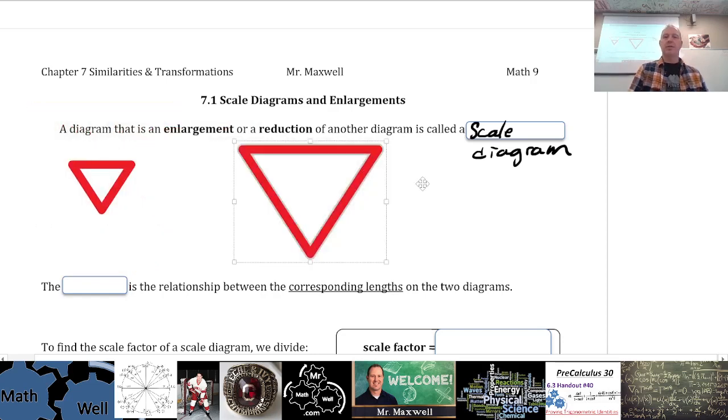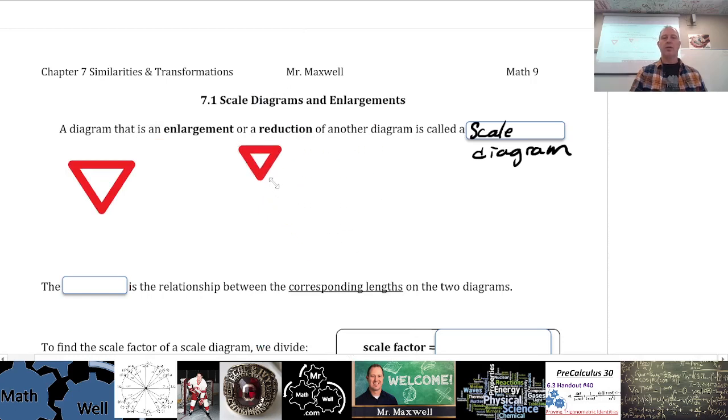But what is different is the length of the corresponding sides. All right? So angles will be the same if it's the same shape, but it's the length of the corresponding sides that would be different. Now this is an enlargement, and of course if I made the second one smaller, that's a reduction. Make sense?